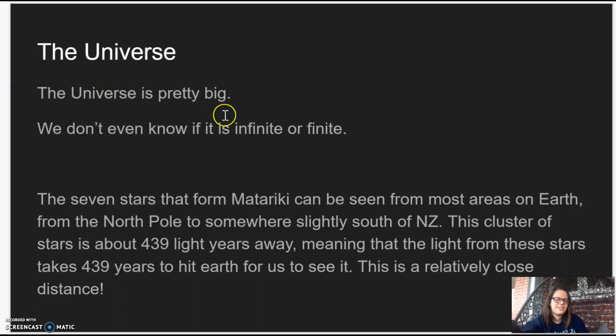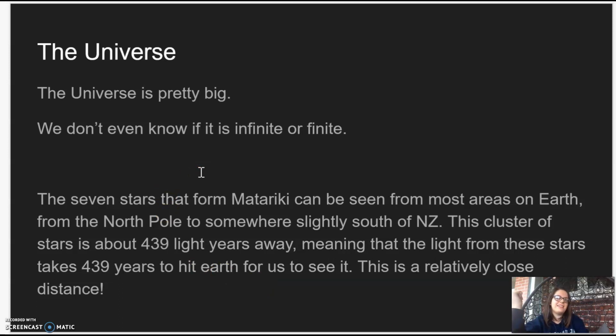The universe is pretty big. We don't even know if it's finite or infinite, though there are theories either way. An example I have here is the 7 stars that form Matariki, which can be found from most areas on Earth, from the North Pole to somewhere slightly south of New Zealand. This cluster of stars is about 439 light years away, meaning that the light from these stars takes 439 years to hit Earth for us to see it. And so this is a relatively close distance within the universe.